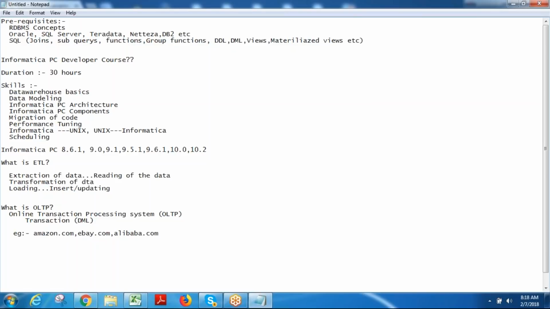And millions of orders, which is nothing but millions of transactions that get created on those applications. That is nothing but a transaction. Okay, these are transactional systems.